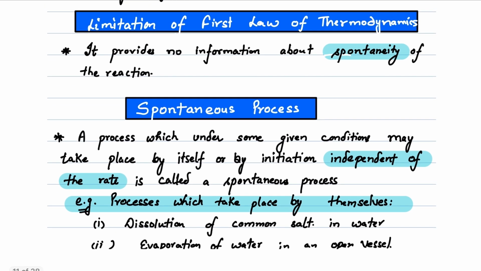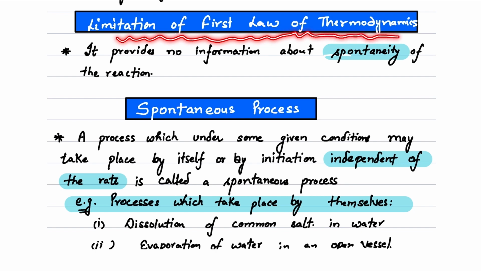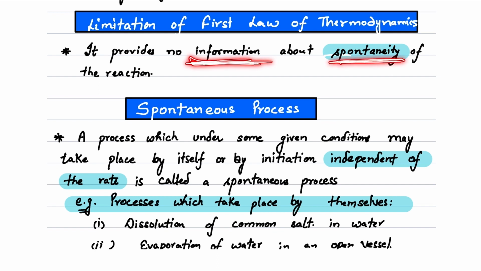Now let's discuss the limitation of the first law of thermodynamics. The limitation of the first law of thermodynamics is that it provides no information about the spontaneity of the reaction.